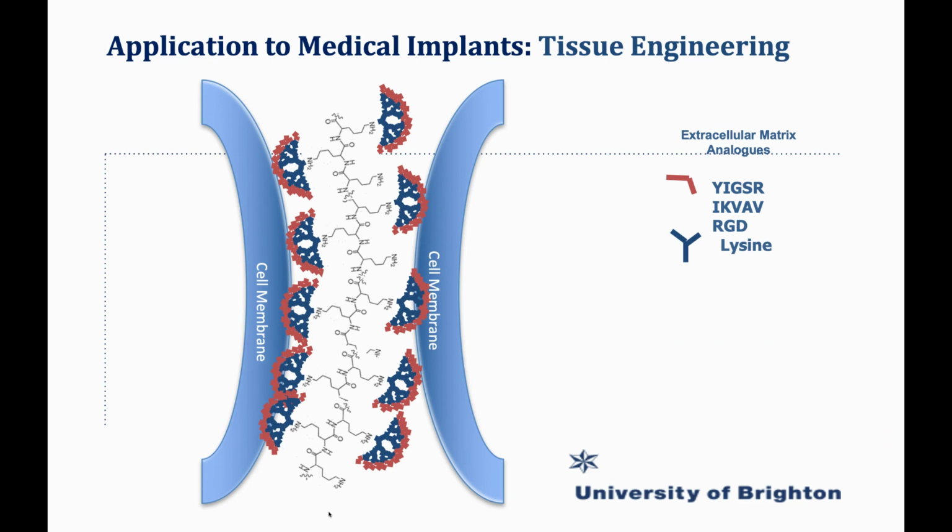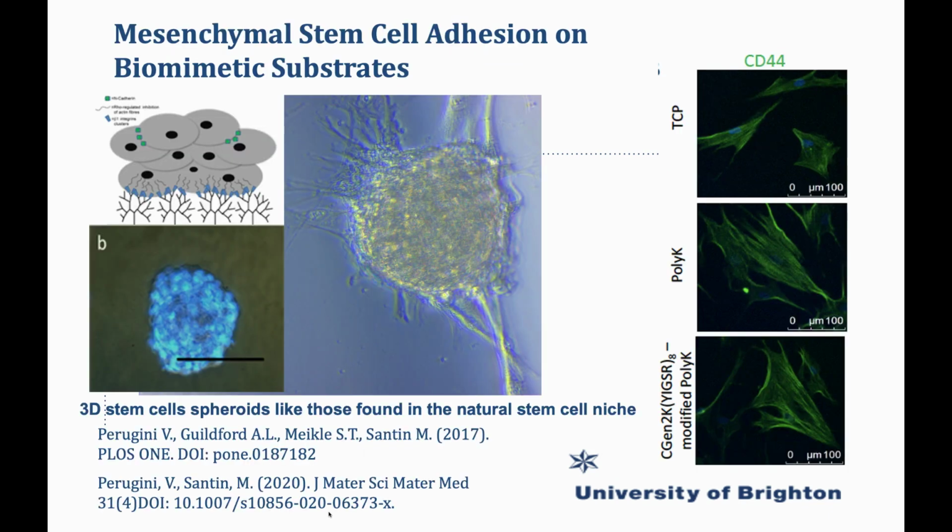And the hyperbranched molecules can present bioligands like YIGSR, IKVAV, and others that can recognize the cell membrane receptors, and by doing that, stimulate the formation of tissue-like structure. We have demonstrated that on stem cells, whereby, unlike other substrates, our material can induce stem cells to form 3D spheroids like those found in a natural stem cell niche.